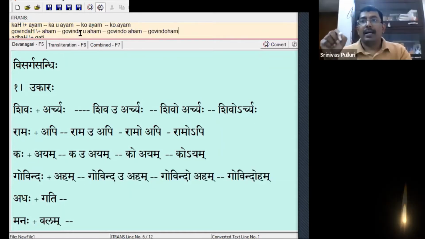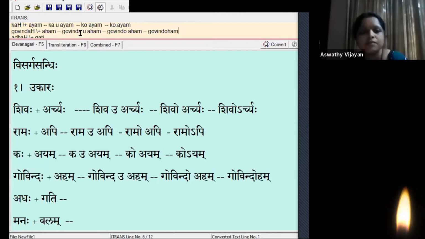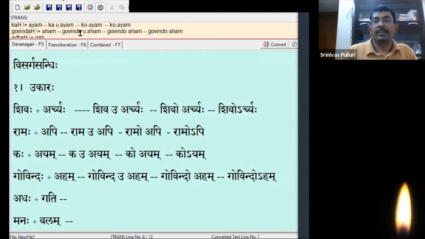Even though the avagraha is not there, Govindoham is correct. But why the avagraha? To help modern people understand that there is some letter A there. So when you are looking into the dictionary, don't get confused. That is the idea. But when you look at the old prints, you will not see this avagraha.